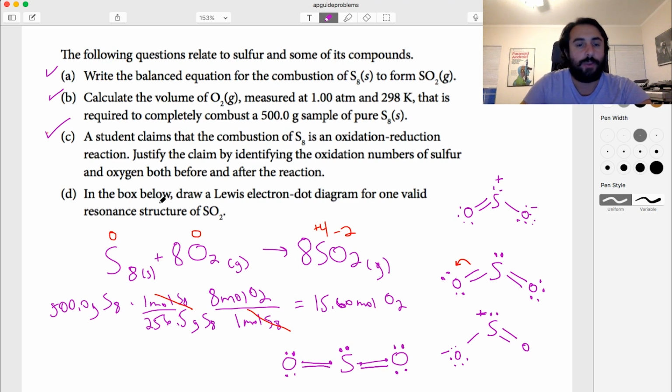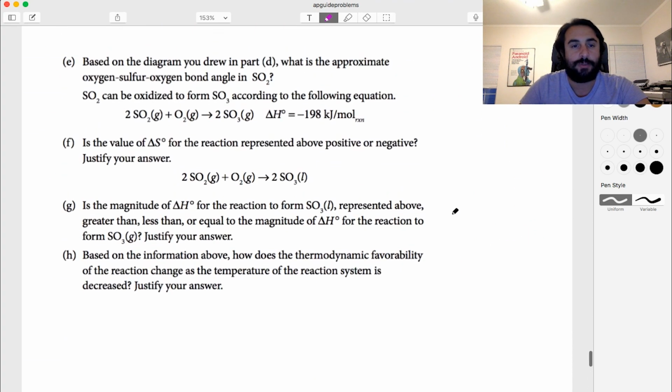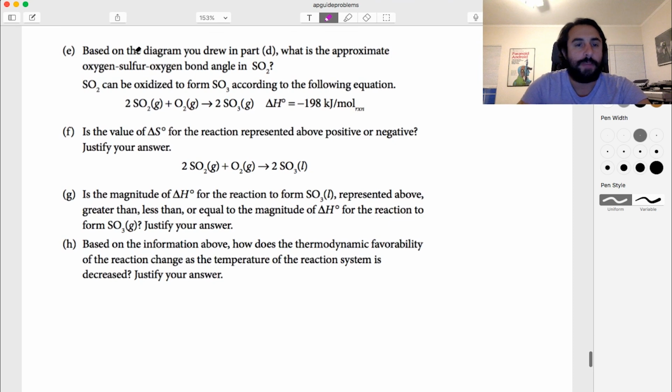So we wrote the equation for the combustion of S8 and balanced it, and then we figured out the volume of O2 required to combust this mass of S8. Then we assigned the oxidation numbers for that reaction, and then we drew the Lewis dot structure. So let's move on. Now, based on the diagram we just drew, let's show that again.